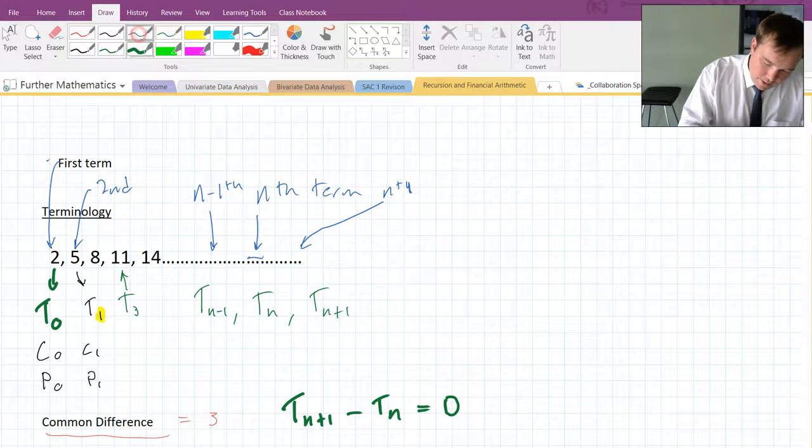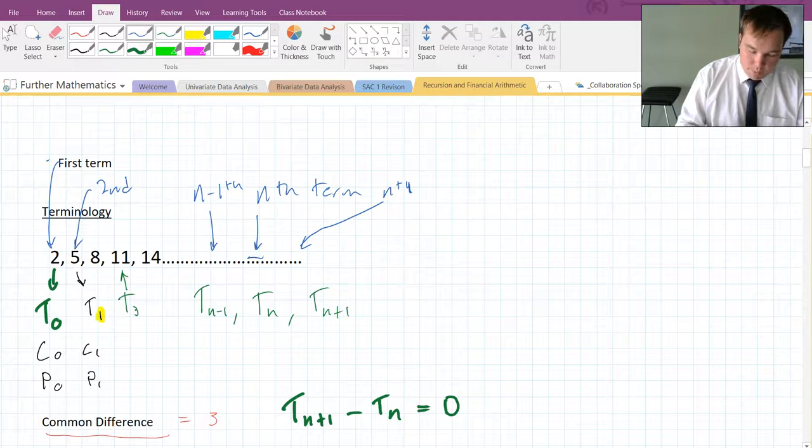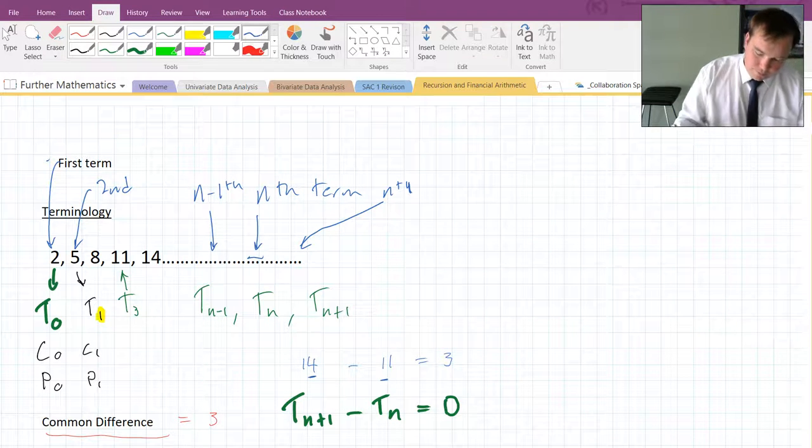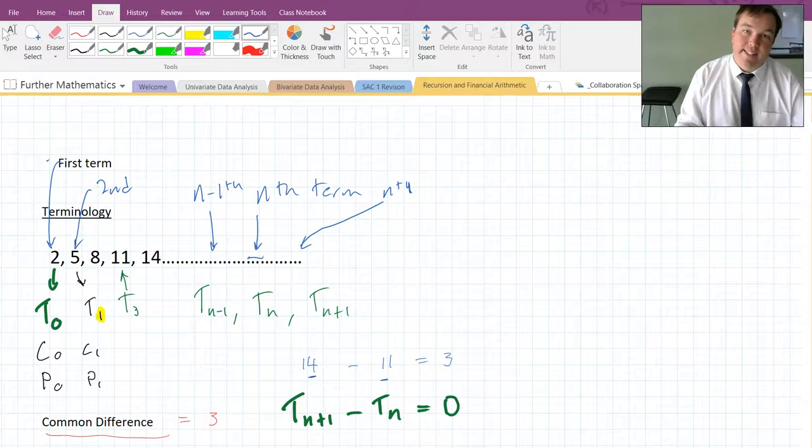Now, that looks like scary terminology, but what we're really just saying is take one step in the dominoes, subtract the one before it, and that will give you the common difference. For example, we could do 14 take 11, that gives us the 3. Note, if the sequence is going down, then the common difference would be negative.